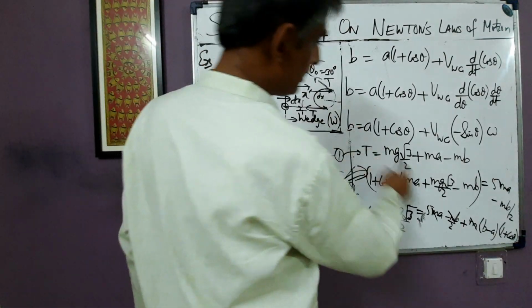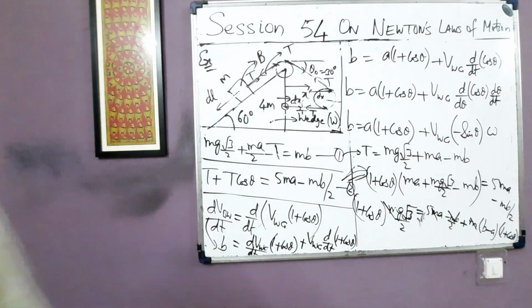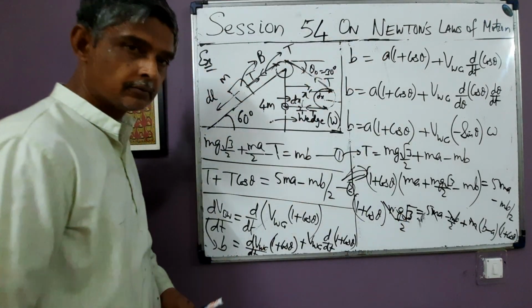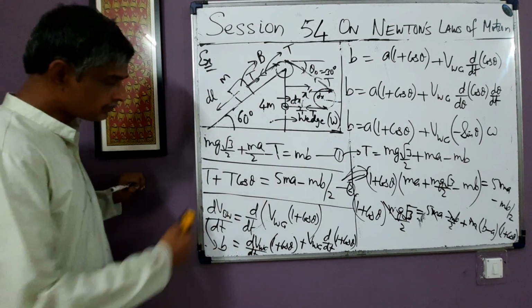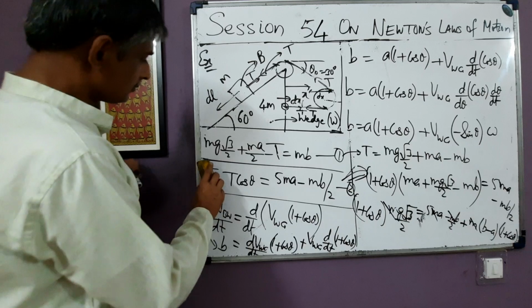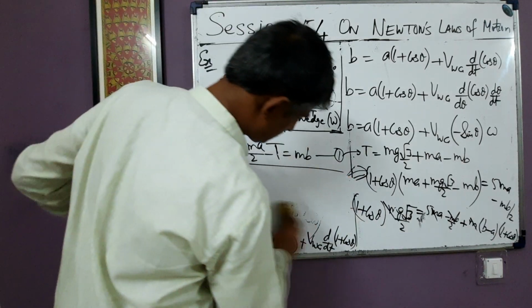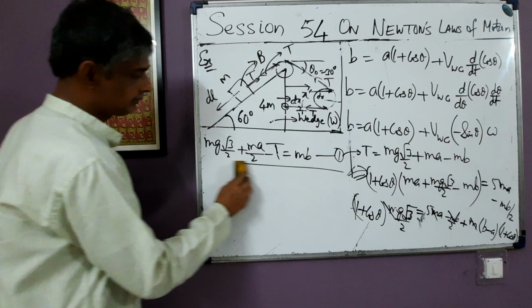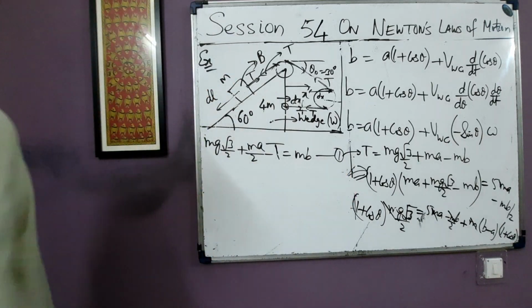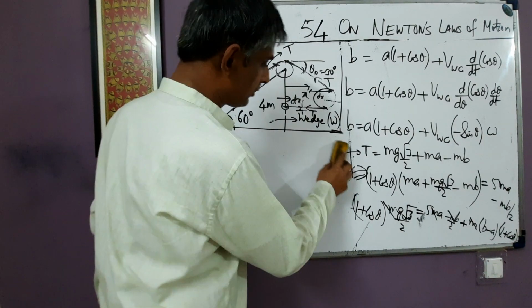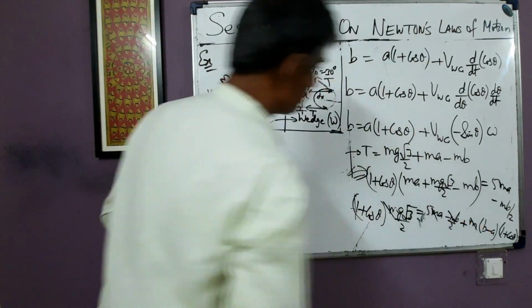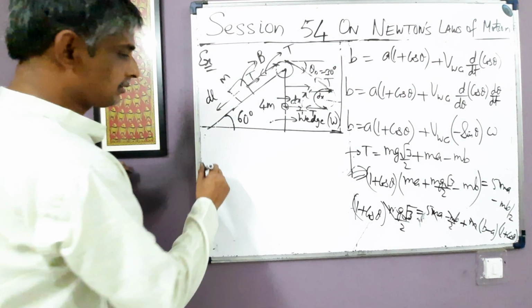Alright. Now I substitute this b in this equation. This b I substitute in this equation. Okay, fine. Alright. This I rub it now. This also rub it now. Okay. So this b I put in this equation. So how much do I get?